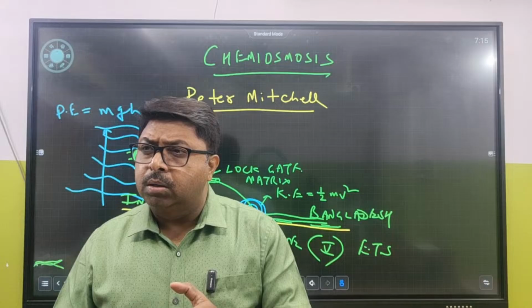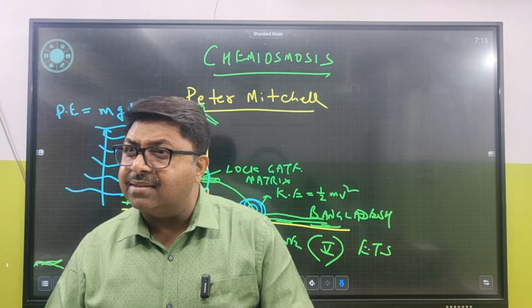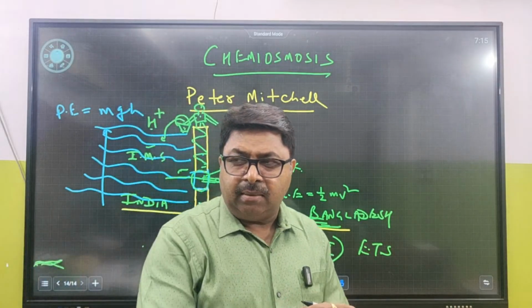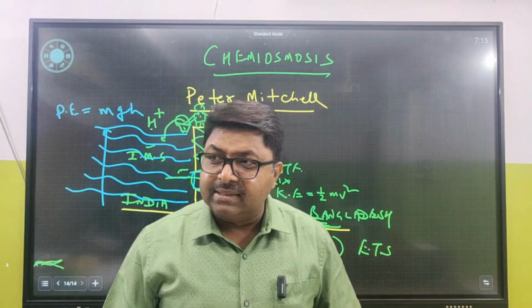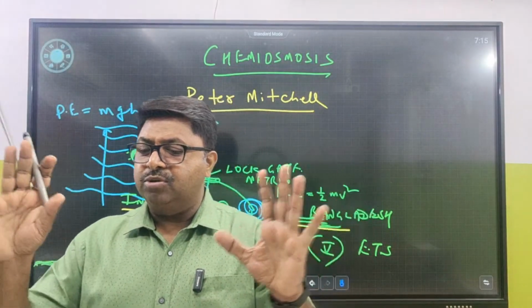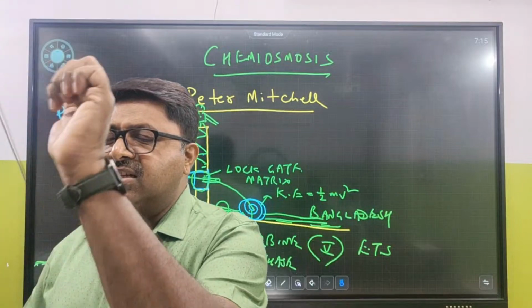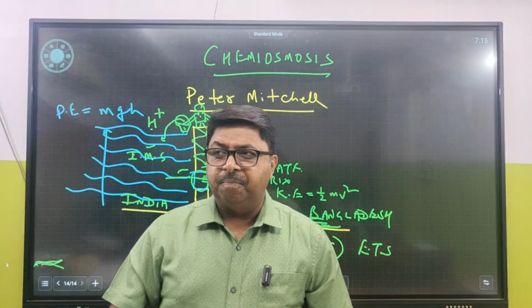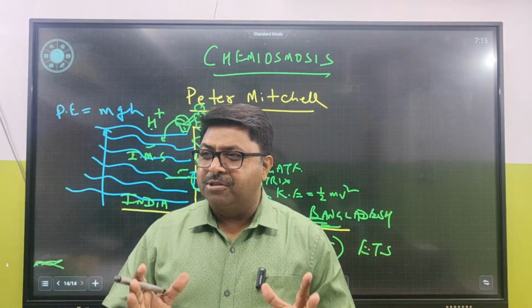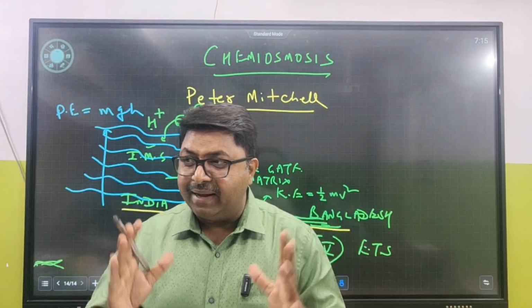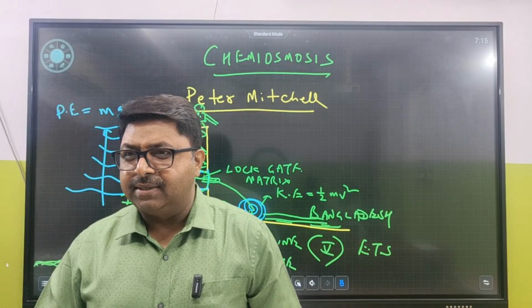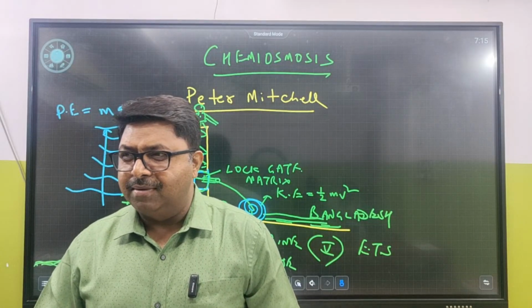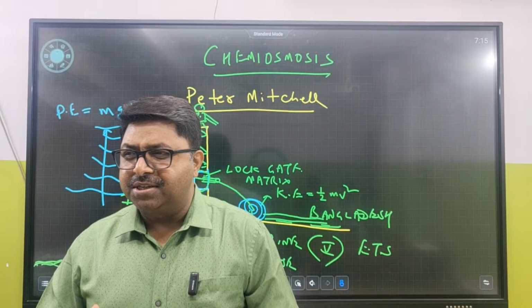Whom has it married? ATP synthase. The moment H plus ion comes in, it activates ATP synthase and makes ATP. Any issues about that? This was the discovery, and this is the statement given by Peter Mitchell in his experiment, and this is the process that he explained with the help of a hydroelectric project. Tell me if you didn't understand. Understood? Sure.